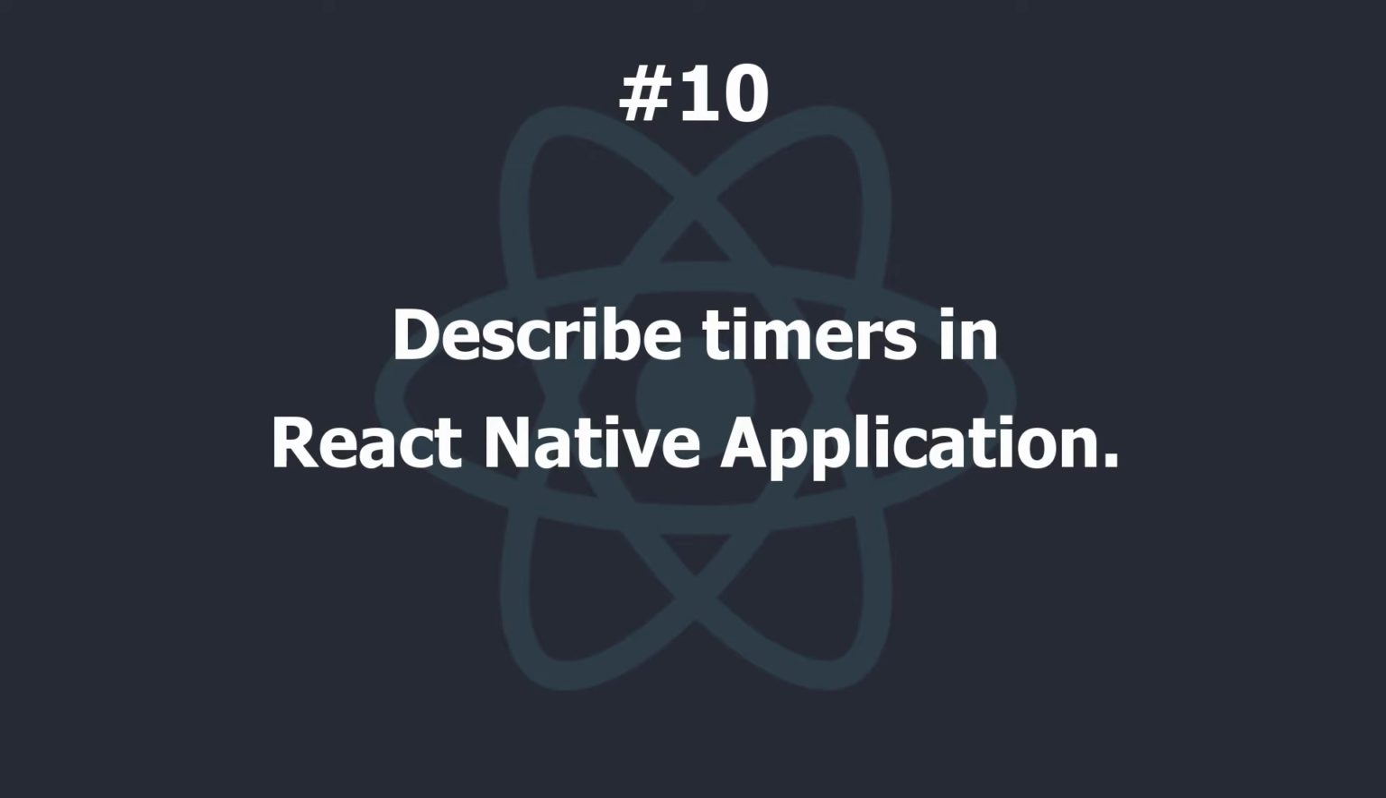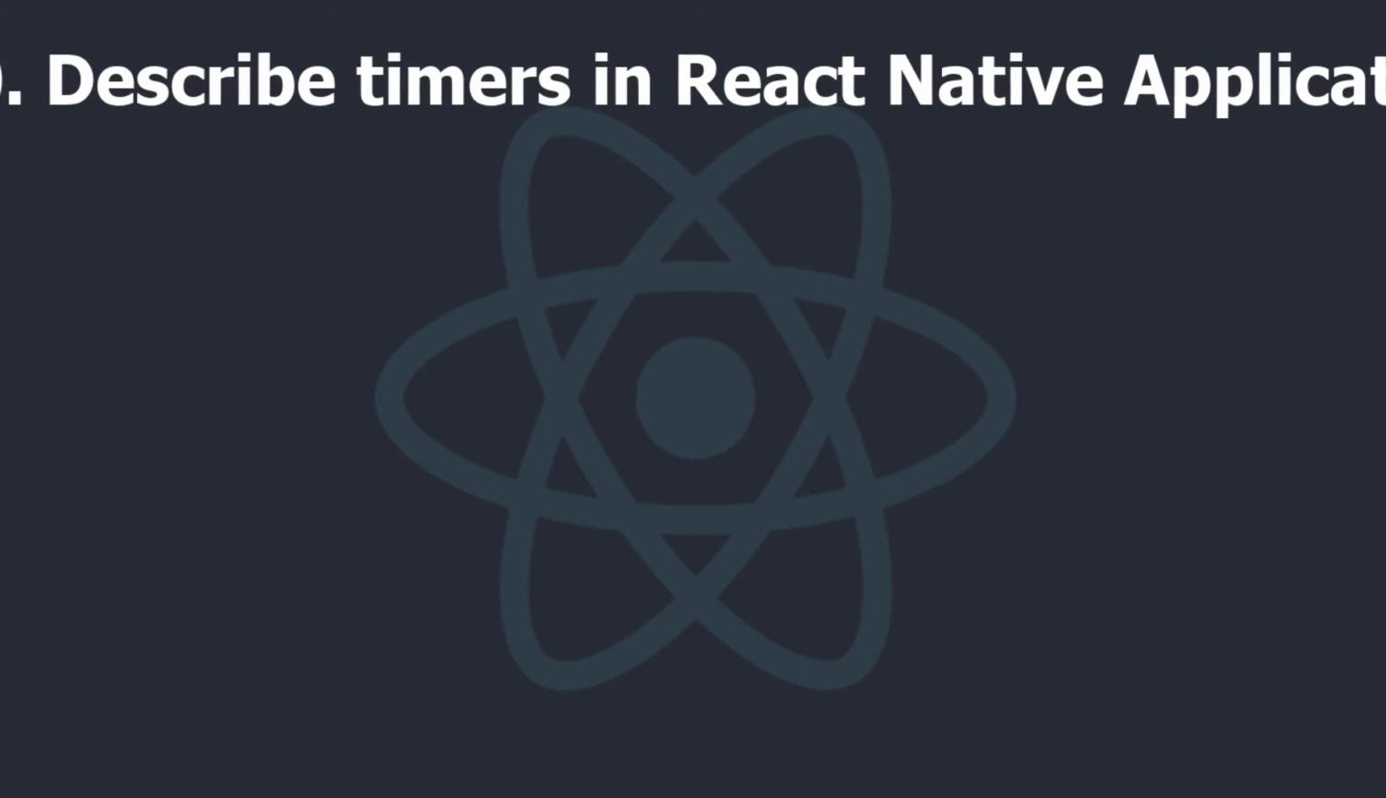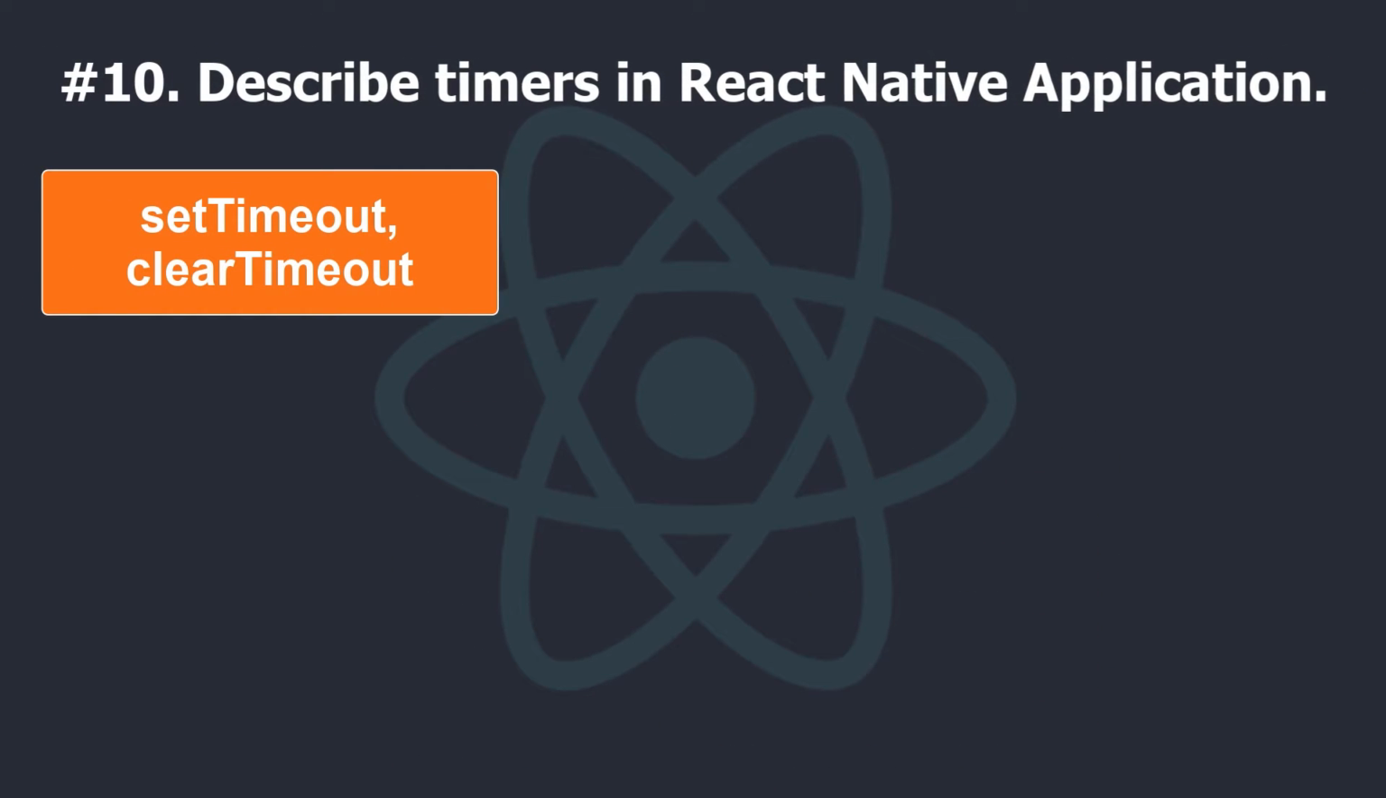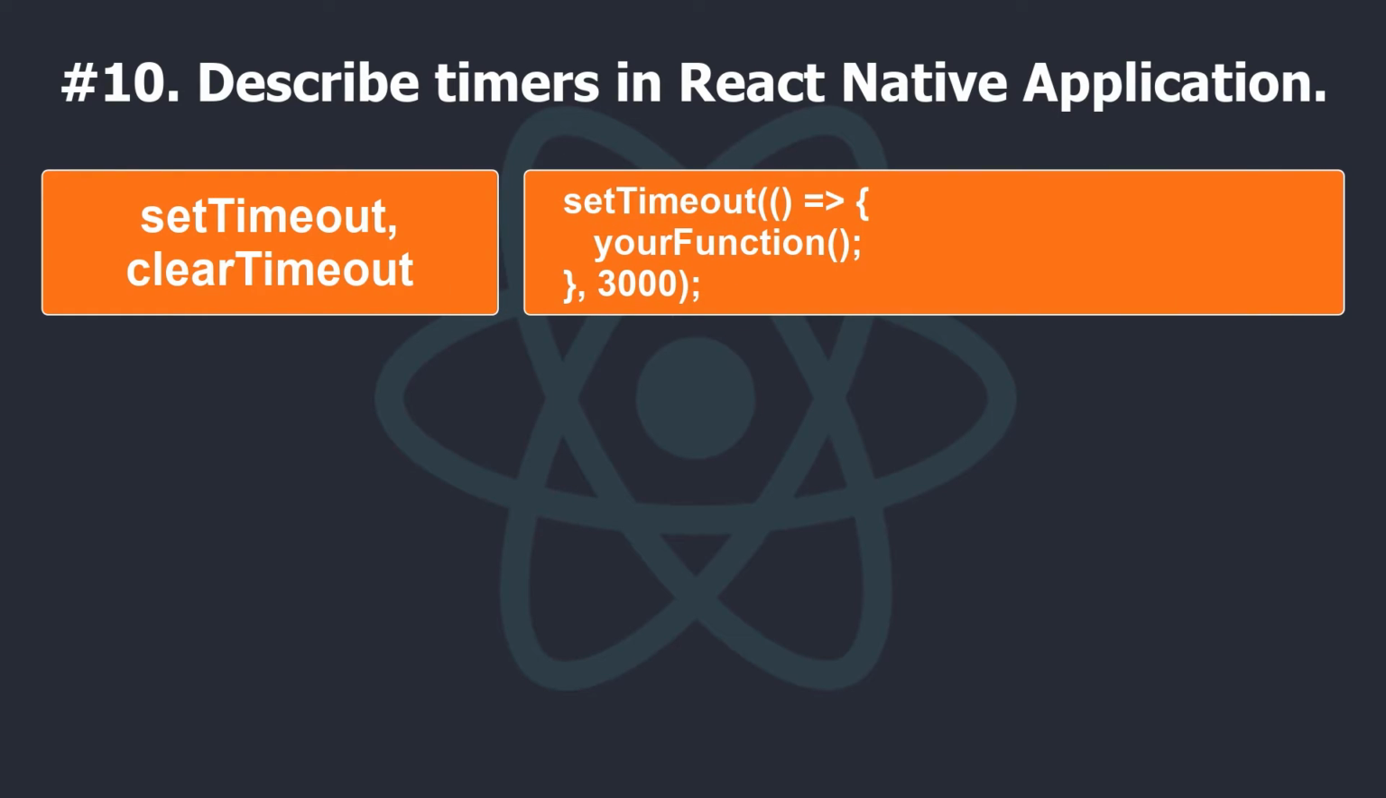Describe timers in a React Native application. setTimeout, clearTimeout. There may be business requirements to execute a certain piece of code after waiting for some time duration or after a delay. setTimeout can be used in such cases. clearTimeout is simply used to clear the timer that is started.